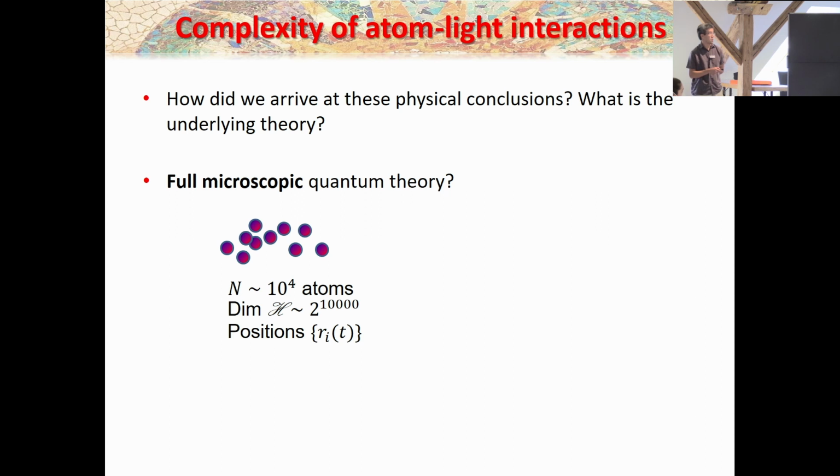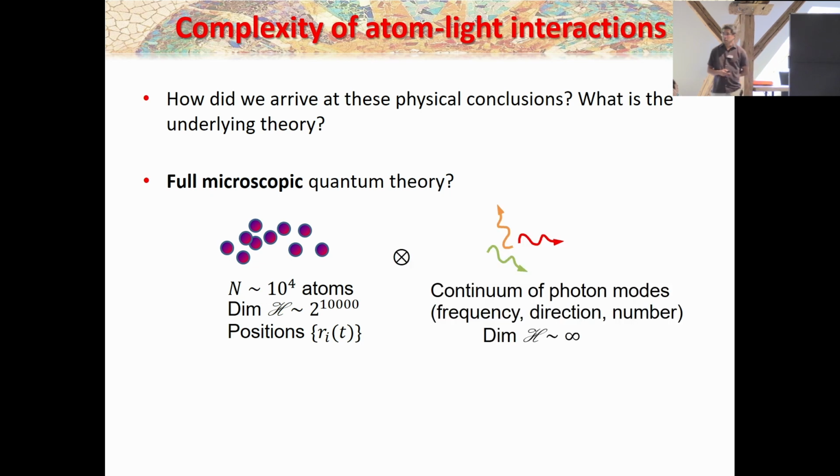A typical atomic ensemble can easily have 10,000 atoms. If they're two-level systems, which is the minimal model you need to couple to the light, now you're talking about a Hilbert space of 2 to the 10,000. I haven't told you where the atomic positions are. Likely, if you're an experimentalist, you don't know where they are, and they're fluctuating as a function of time. And then we have the photons. If we're in free space, that's an infinite dimensional Hilbert space, because you can have any photon number, direction, frequency, et cetera. So obviously, that's not where the constructed theory comes from.